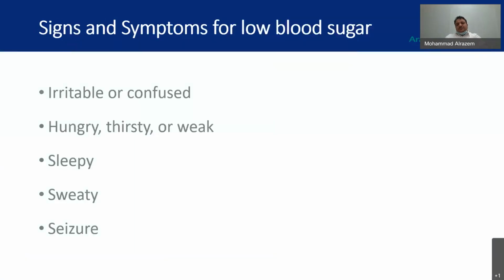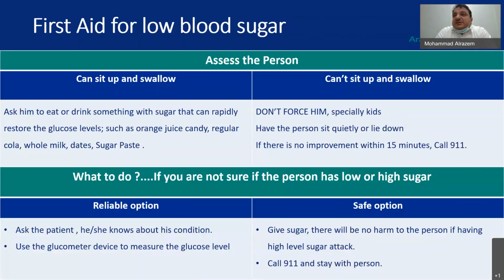Now, how to assess? We need to assess the person. If he can sit up and swallow, ask him to drink or eat something with sugar. Or you give him a date, you give him honey, you give him a packet of sugar or paste of sugar, whatever contains sugar, give it to him. If you want to give him a cola drink, a Pepsi, it should be regular, with sugar, not the diet one.